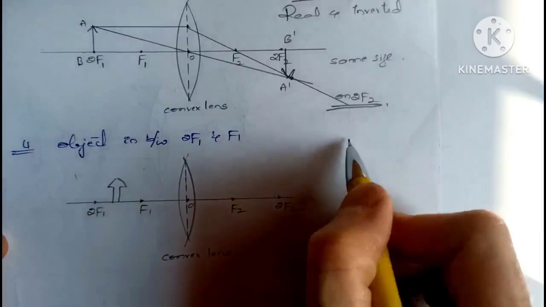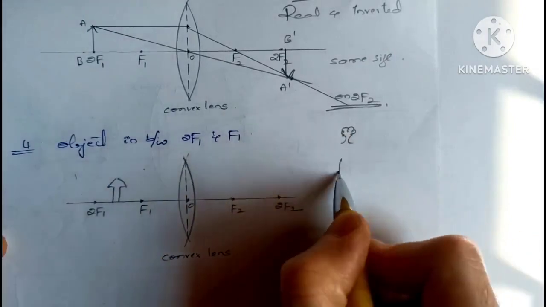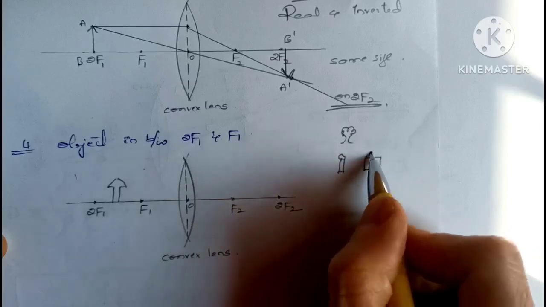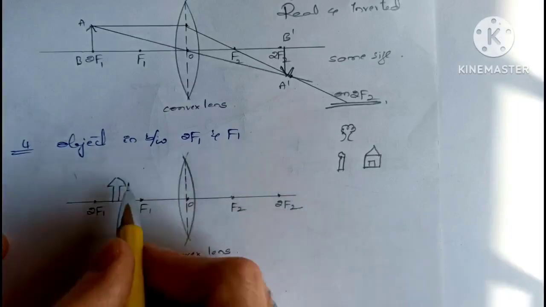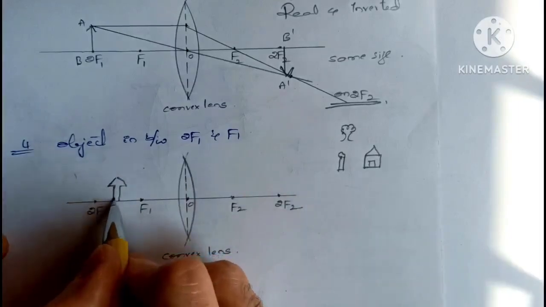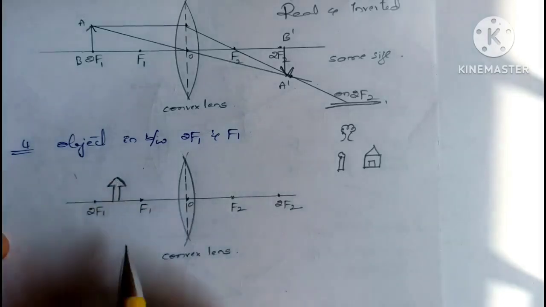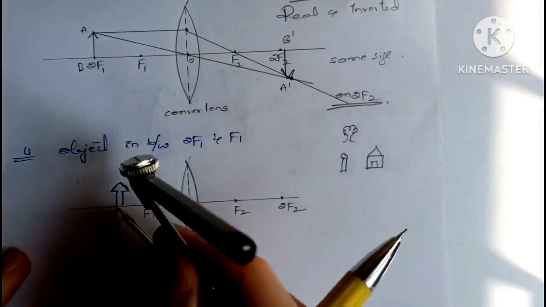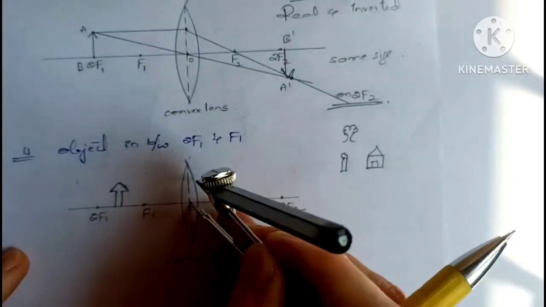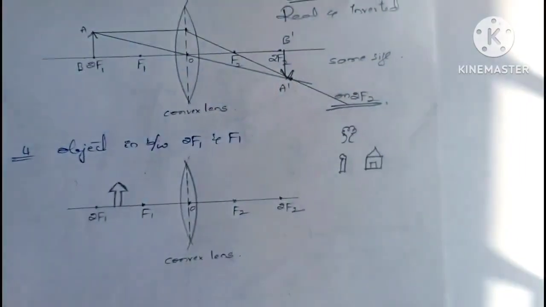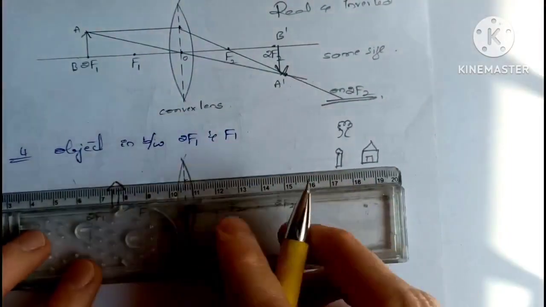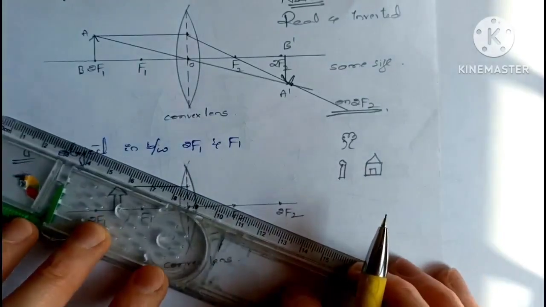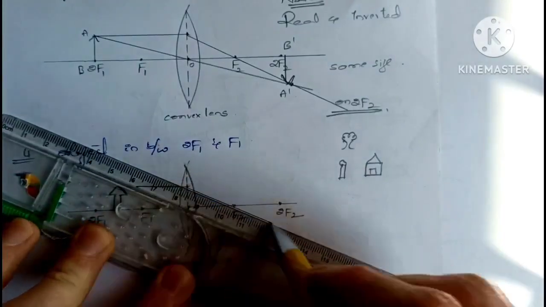See here, we can draw a tree diagram like this, a candle diagram, any house like this. So any kind of object you can take. This kind of object I prefer for my students, so like this a simple symbol like an arrow mark you put. And now, as usual, the same procedure you have to follow. From here to here you measure the object height. Mark the object height. Now pass the parallel line and it reflects through the principal focus.